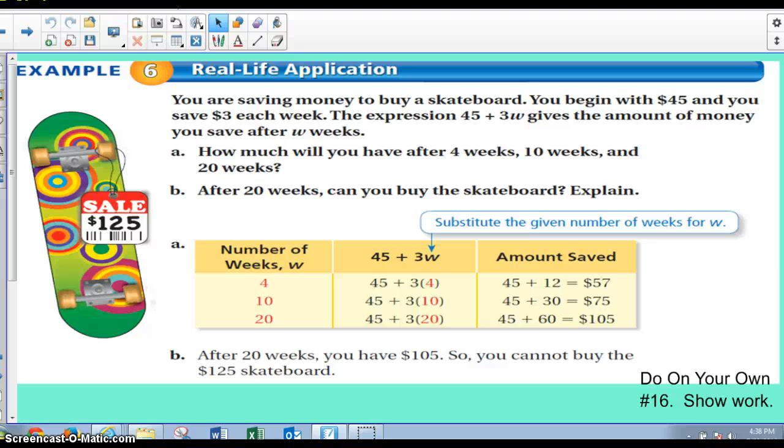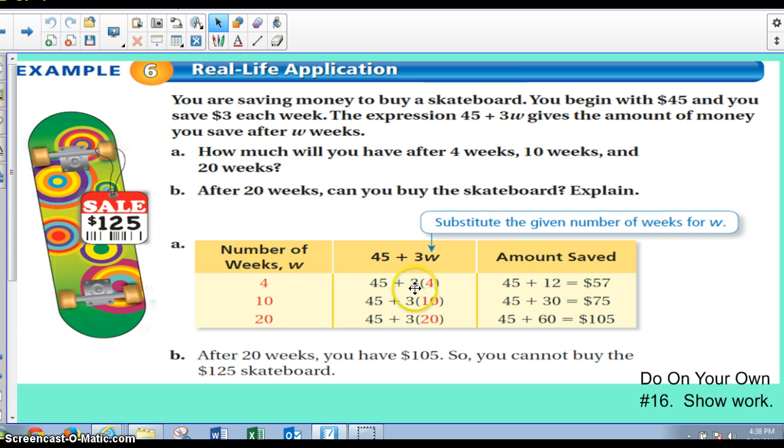And explain. So there's two parts of this. First, they ask you to list out 4 weeks, 10 weeks, and 20 weeks. Then, once you figure them all out, they'll ask if you had enough money. So let's take a look at the answer to A. Notice they set up a chart. The number of weeks is w. We don't know it, but we're being given that information right here in the question. So we take 45. You always start with that because it told you you had $45.